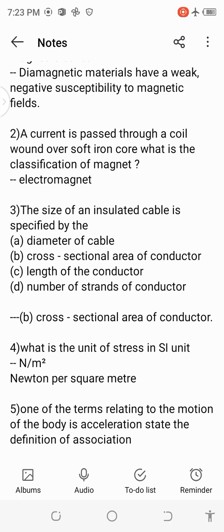4. What is the unit of stress in SI unit? Newton per square meter.